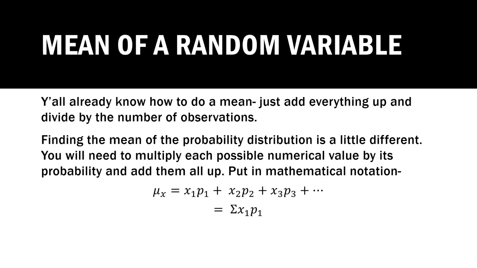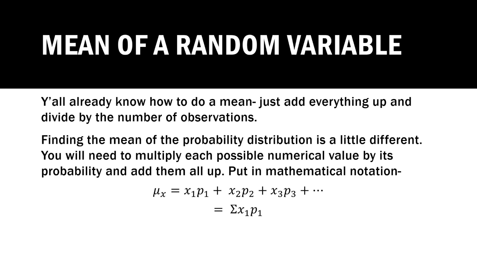Next, mean of a random variable. Of course, y'all already know how to do a mean. You add everything up, and then you divide by the number of observations. Finding a mean of the probability distribution is a little different, but it's still fairly easy. All you need to do is take your numerical values, multiply them by their probability, and add them up. Put this in mathematical notation, that would be mu of x equals x1 times probability of 1, plus x2 times probability of 2, plus x3 times probability of 3, plus etc., etc.